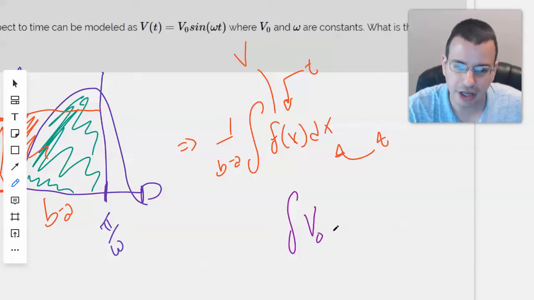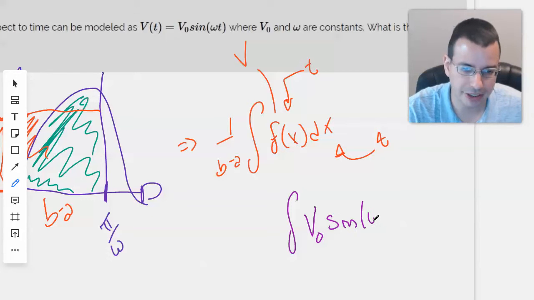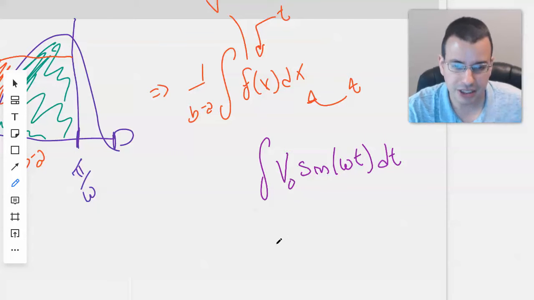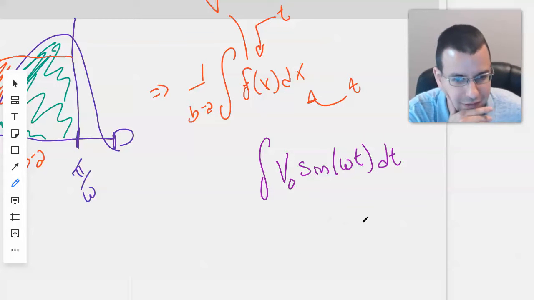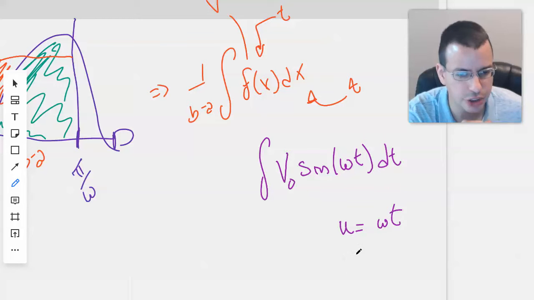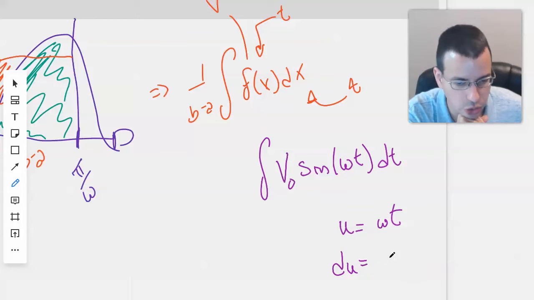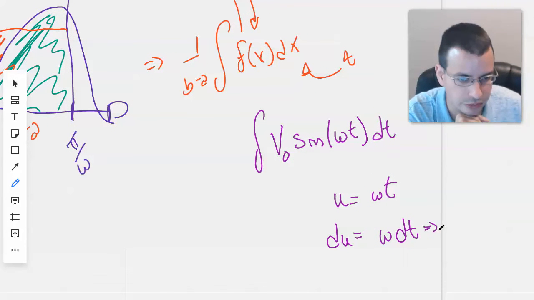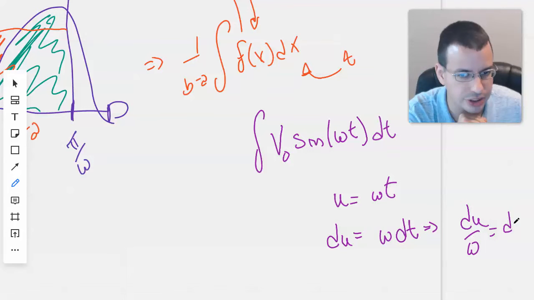So V naught sine omega t, where everything here is a constant with the exception of t. We take the integral. So I'm going to start by doing a substitution. I'm going to say u equals omega t, du equals omega dt. Therefore, du over omega equals dt.